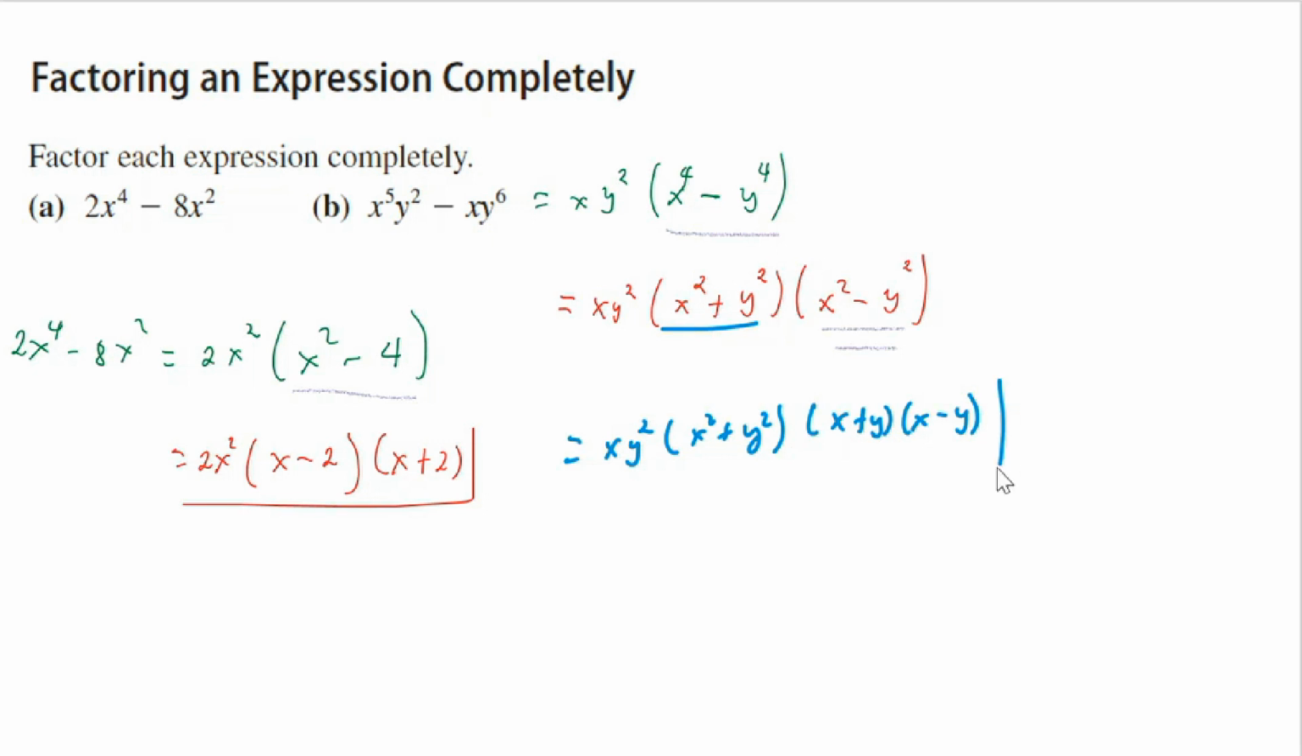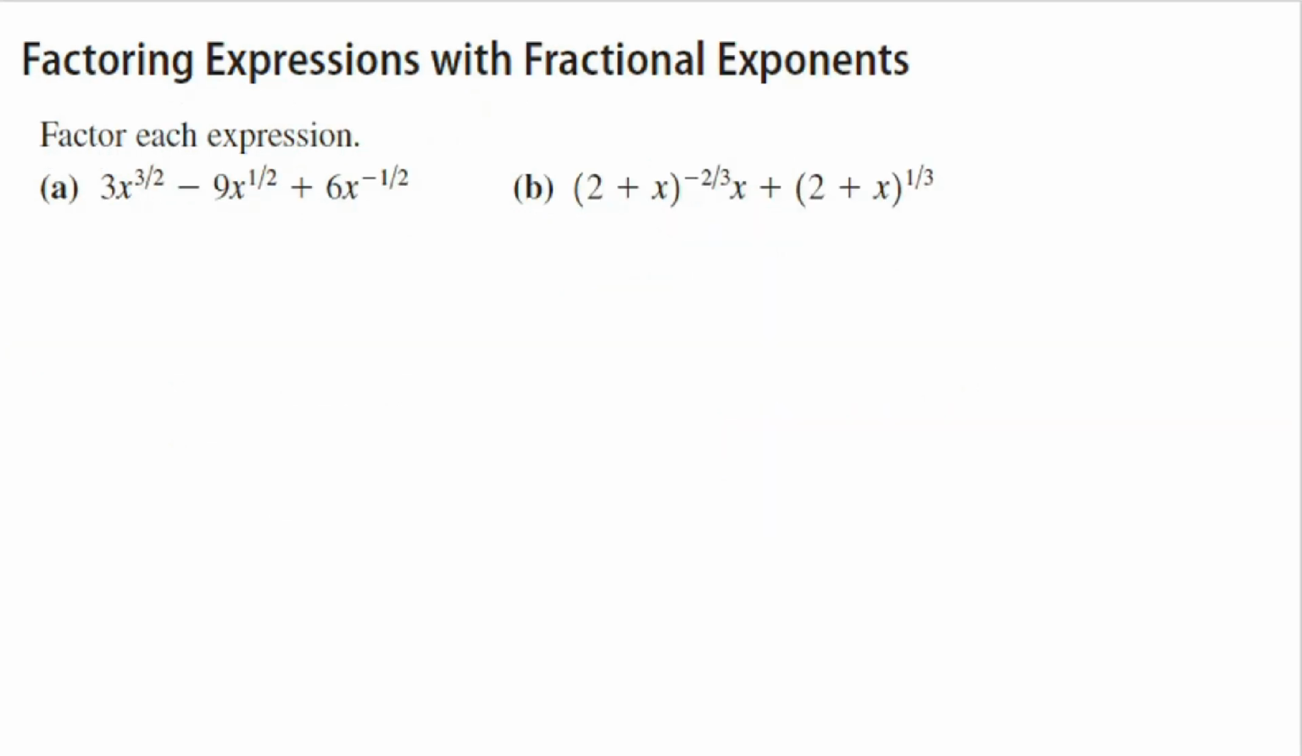And this is now the complete factorization of the given. So next we have factoring expressions with fractional exponents. So how to do that? First, we are going to apply the common monomial factor. To factor expressions with fractional exponents, this is just similar to what we have done a while ago. We have to factor out the smallest exponent.